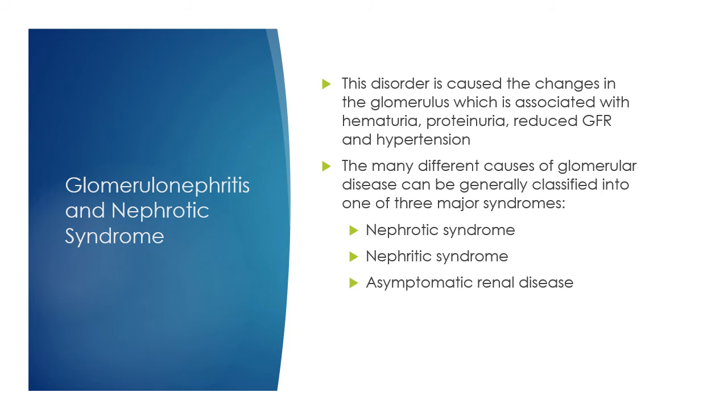So now I'm going to talk about glomerulonephritis and nephrotic syndrome. This disorder is caused by changes in the glomerulus, which is associated with hematuria, proteinuria, a reduced GFR, and hypertension. So what we specifically see is hematuria, which we don't see in chronic kidney disease. But here we have hematuria as well as proteinuria, a reduced GFR, and hypertension. And the many different causes of glomerular disease can be divided into three major syndromes: nephrotic syndrome, nephritic syndrome, and asymptomatic renal disease.